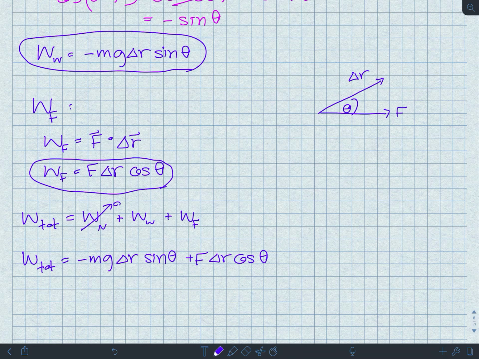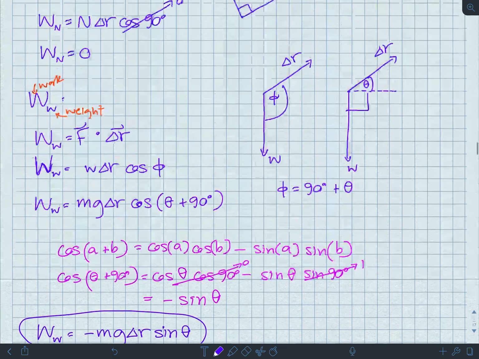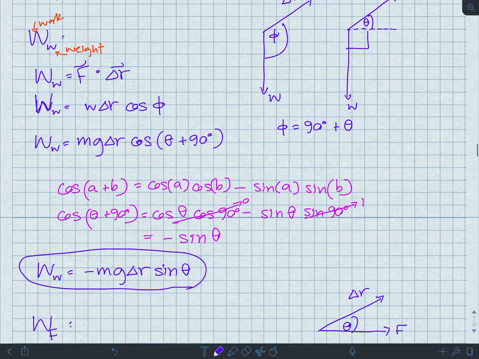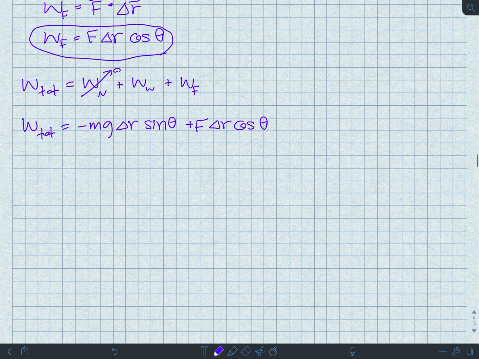Let's get delta R in terms of the height h, because they want to know: find the crate speed when it is at a height h above the bottom of the slope. Okay, so let's draw this diagram. If it is at some height h, this is h, this is delta R, and here's our angle.